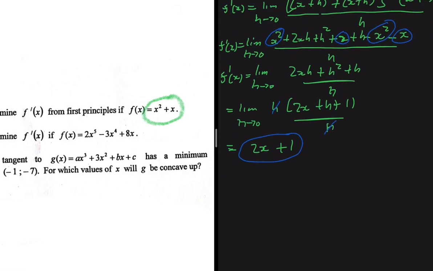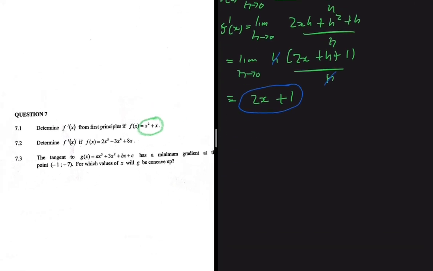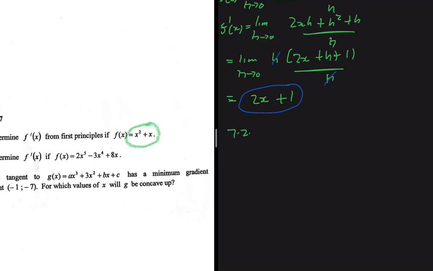Now let's do 7.2. 7.2 is quite straightforward. It says let's find f prime of x if f of x is equal to 2x to the power 5 minus 3x to the 4 plus 8x. We're using the power rule. We know full well that the power rule says that the derivative of x to some power n should be equal to nx to the power n minus 1.